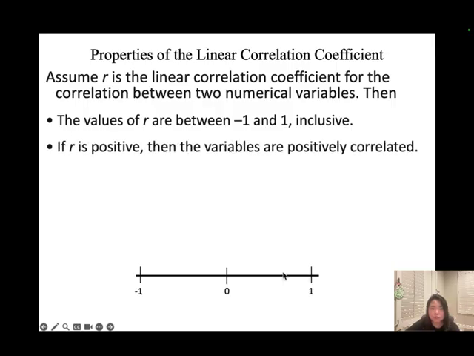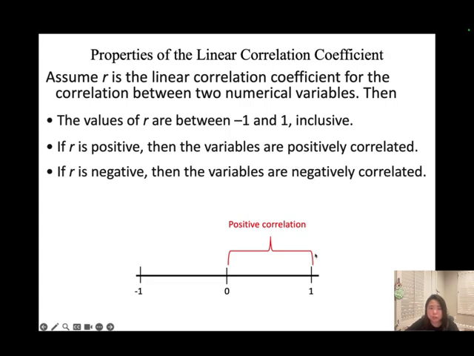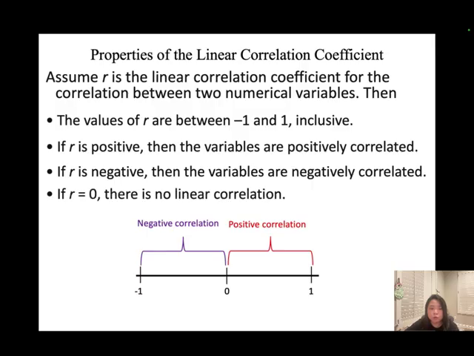If R is positive, then the variables are positively correlated. When R is positive, meaning that the slope is also positive. Okay, so they do have a positive correlation. If R is negative, meaning the slope is going to be negative, and then the variables are negatively correlated. When your R is equal to 0, there is no linear correlation. Okay, right?